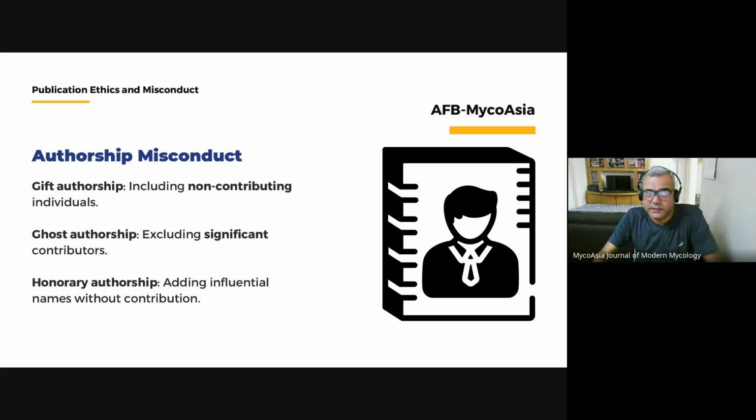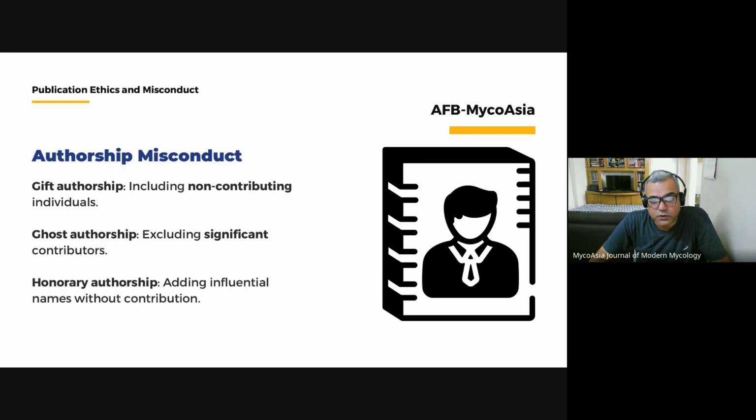So now we come to the serious part of the business, authorship misconduct. What kinds of misconduct can be seen in terms of authorship? You can gift authorship to your friends or lab mates, or somebody who has not contributed significantly to the manuscript. This is called gift authorship, gifting authorship to a non-contributing individual or two.